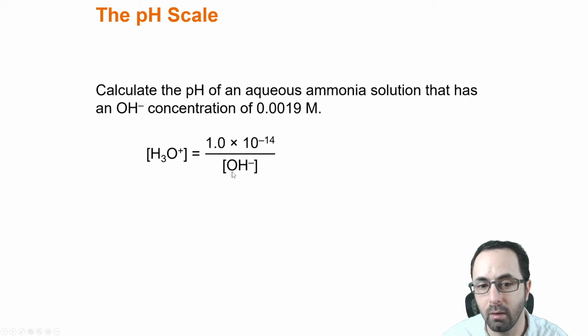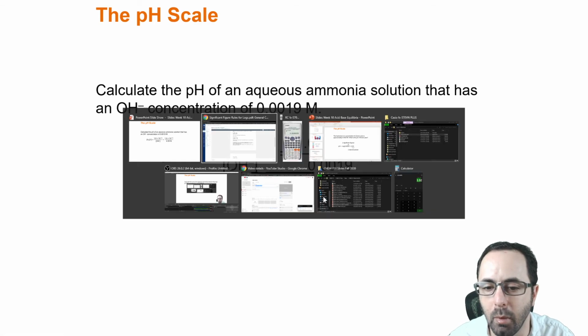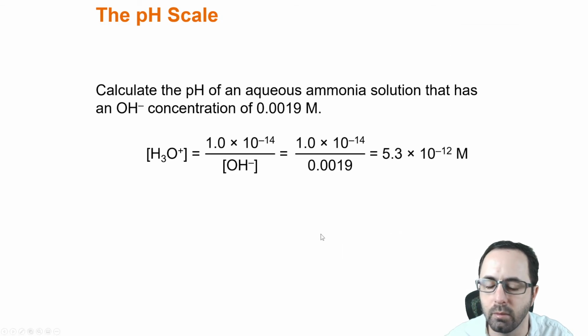But if we plug in the hydroxide concentration here, we'd get 1 times 10 to the minus 14, divided by 0.0019. And I think I need to put this back in scientific notation. There we go. So we get 5.3 times 10 to the minus 12 molar. And don't forget the molarities when you're doing concentrations. So that's the hydronium concentration.